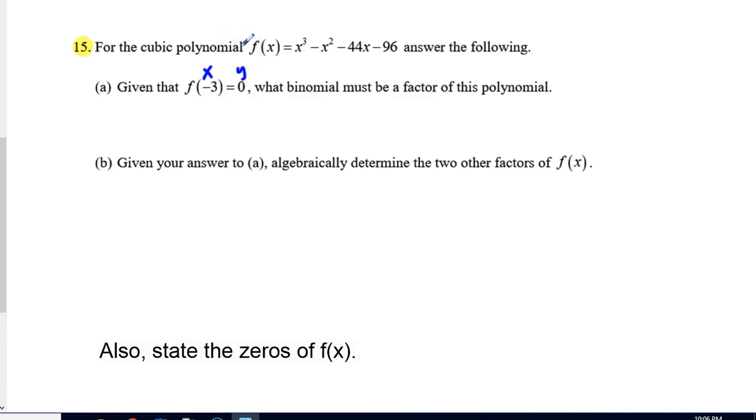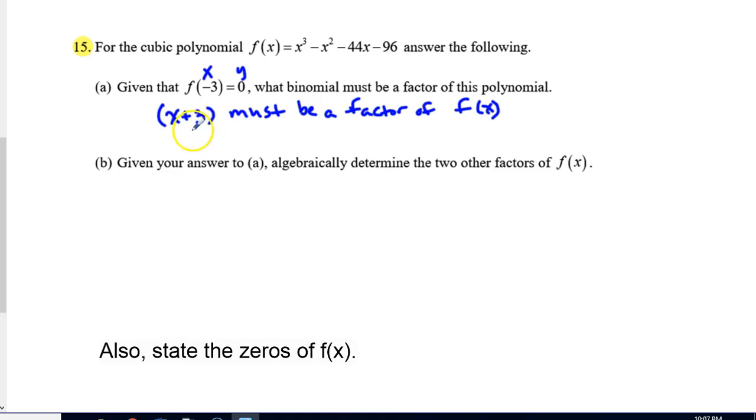And therefore, what must be a factor if when I sub in negative 3, I get 0? Hopefully you recognize the binomial x plus 3: if I were to sub in negative 3 for x, I would get a 0. So that must be a factor. And then it says, determine the other 2 factors algebraically. Well, as long as we know what one of the factors is, we can do division. We can either do our long division or our synthetic division.